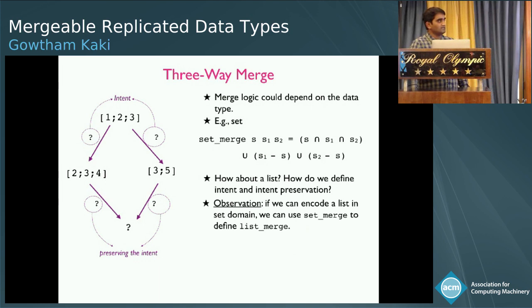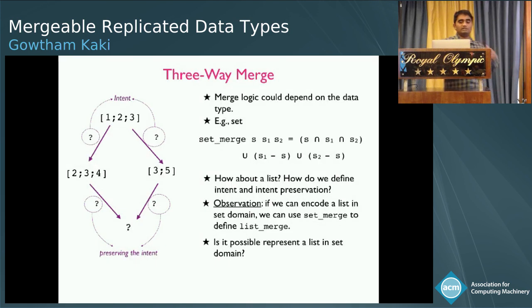But however, observe that we already know how to merge sets. We have written a very simple merge function. If you can somehow encode a list using sets, we can simply devolve the list merge operation to the set merge operation and get list merge essentially for free. So that's an observation.